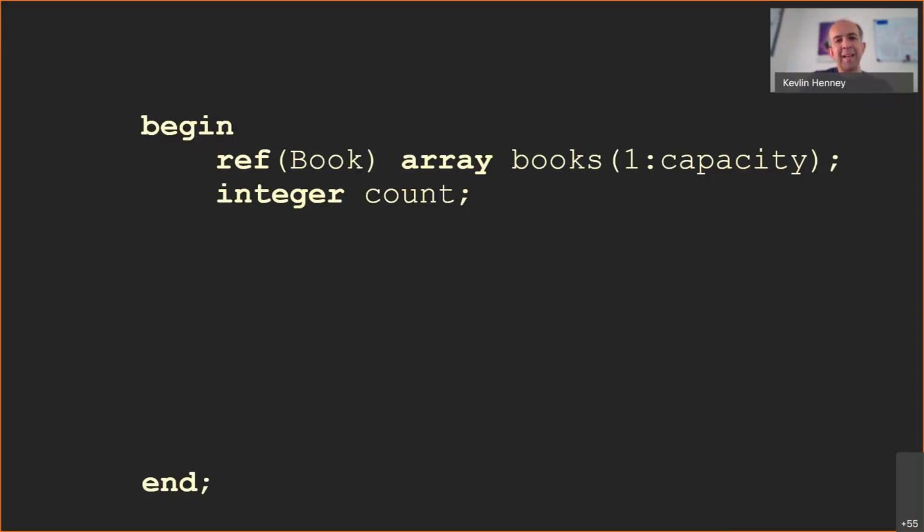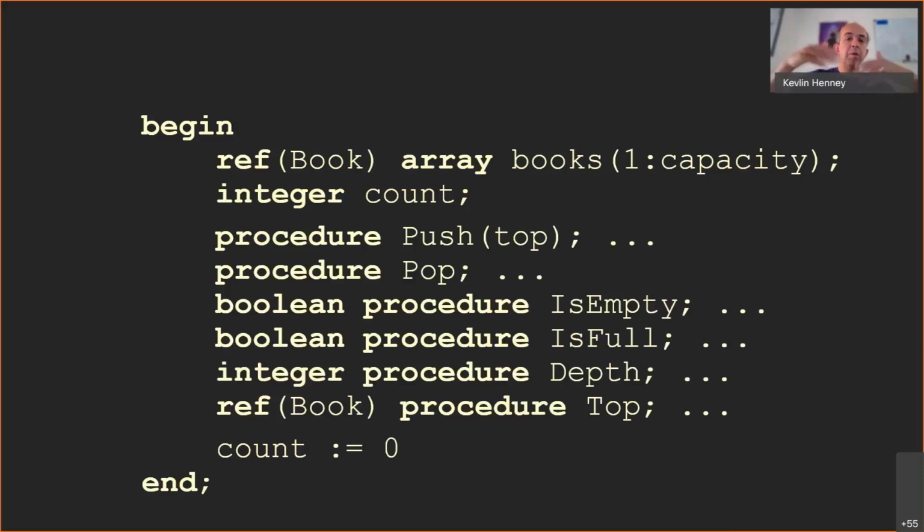I can go ahead, I can initialize count to 0, but I can also nest procedures within this. So the point is that blocks are recursive. Within a block, you can contain all of the ingredients of a program, including more procedures. Procedures for push and pop, and is empty, is full, depth, and so on. I have to put in the is full because it's bounded. We are limited. We don't have resizable arrays in this era. It's limited to whatever capacity is.